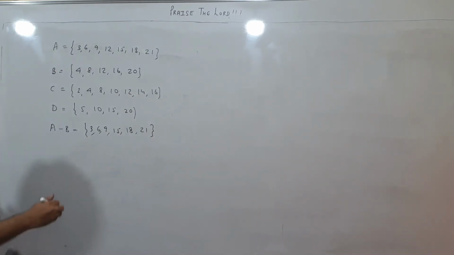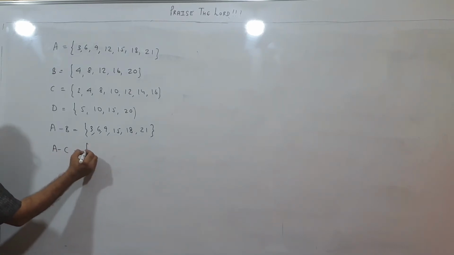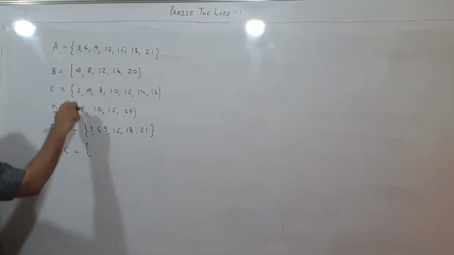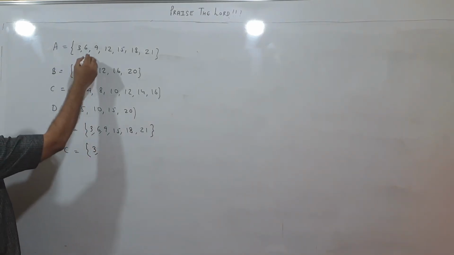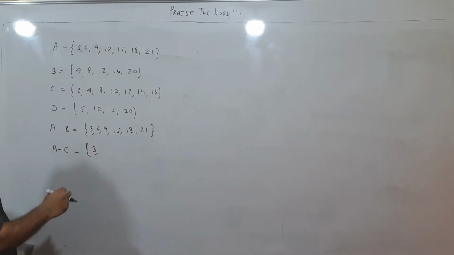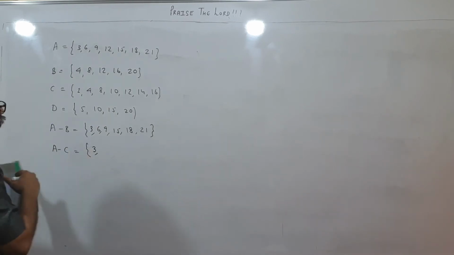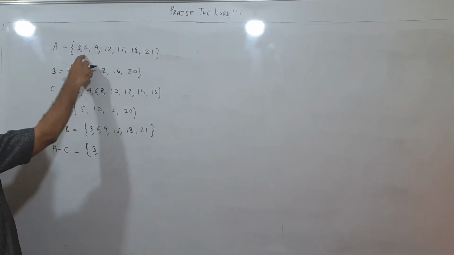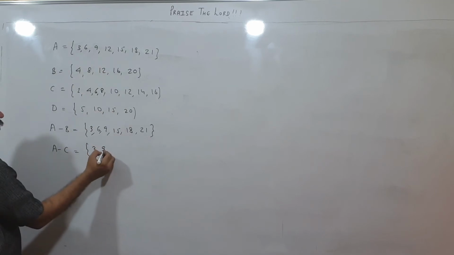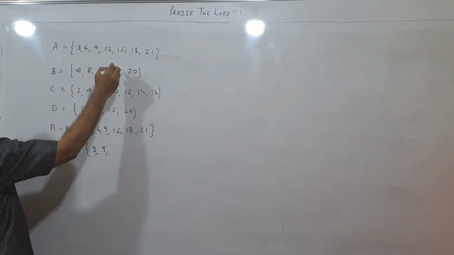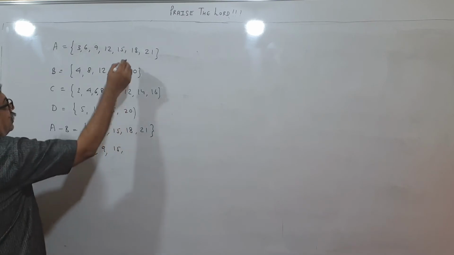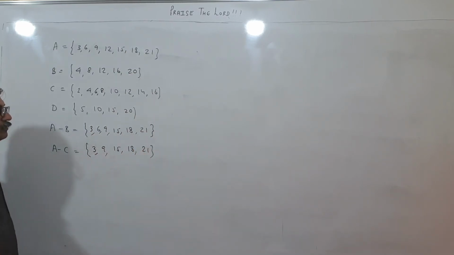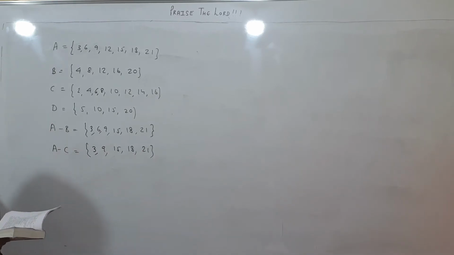Then A minus C. All those elements of A which are not present in C. So 3 I can write. 6 is not here. So C may be 2, 4, 6 is also there. Sorry, 2, 4, 6, 8. So 3 I can write. 6 I cannot write. 9 I can write. 12 I can write. 15 I can write. 18 I can write. 21 I can write. Which are common will get cancelled.